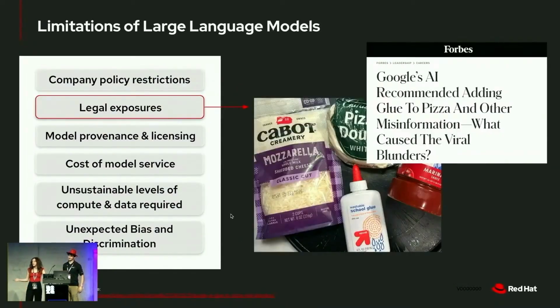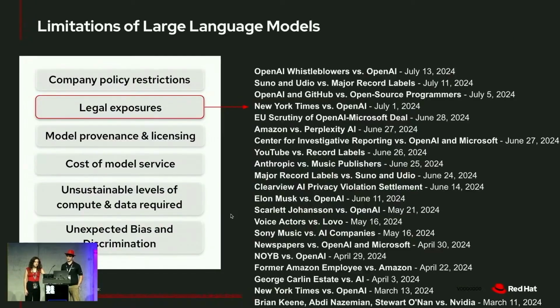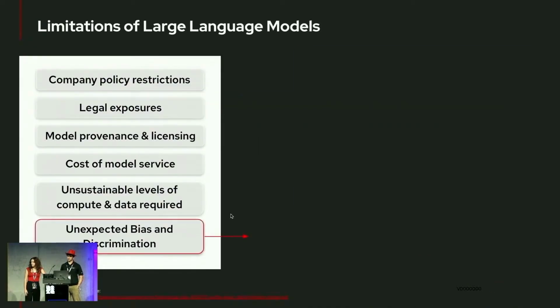And maybe you guys remember Google's AI recommending to add glue to your pizza to help the cheese stick. Definitely not ideal. You definitely don't want your large language model doing that. And if that's not an example of illegal exposure, then these 20+ cases that are in the courts right now definitely are. Generative AI is coming under a lot of fire. So it's important that we know how we can improve upon it.